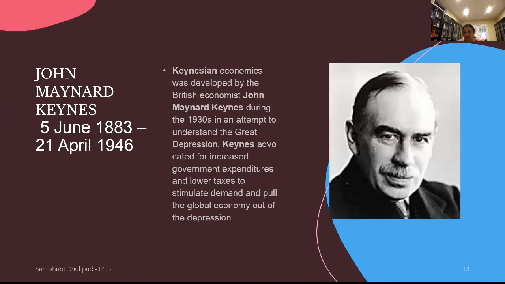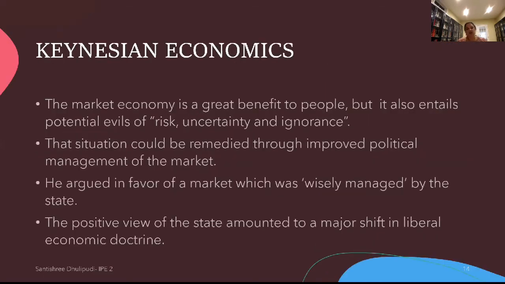John Maynard Keynes, 1883 to 1946. One person who should have got the Nobel but did not get. Keynesian economics was developed by the British economist John Maynard Keynes during the 1930s in an attempt to understand the Great Depression. Keynes advocated for increased government expenditures and lower taxes to stimulate demand and pull the global economy out of depression. So if you see in the US and others, many try to follow what he had suggested.